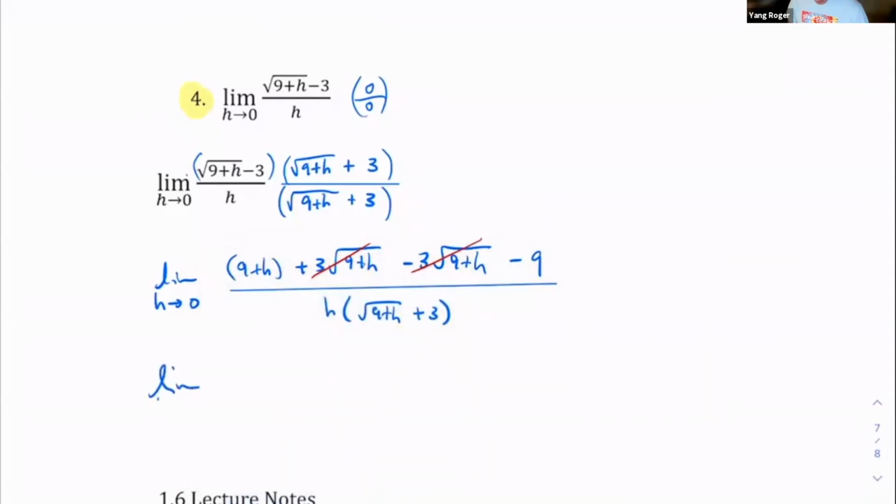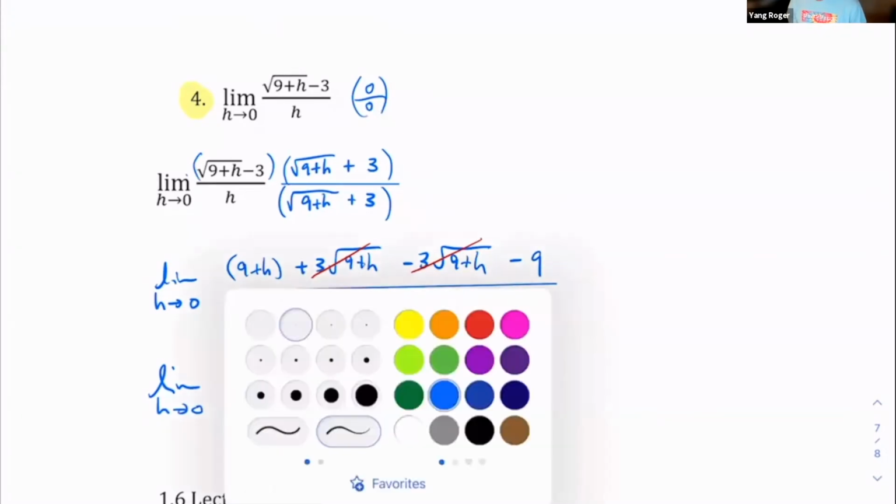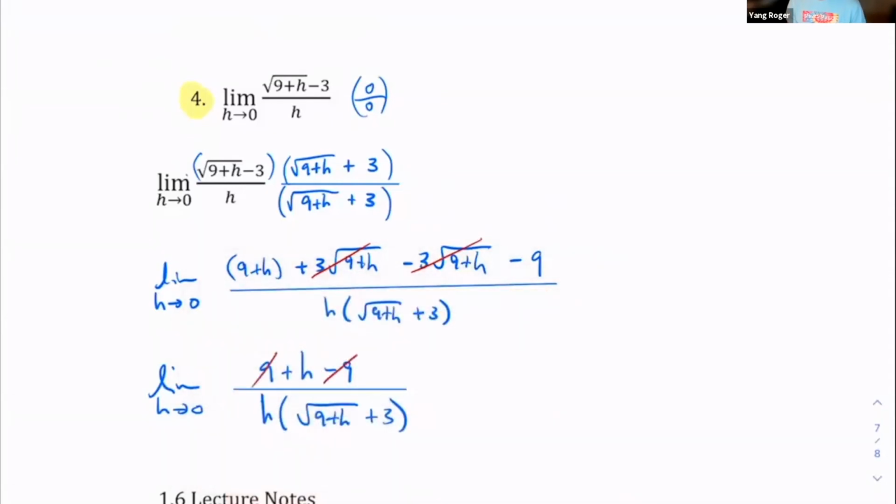This becomes the limit as h goes to 0. The top is going to be 9 plus h minus 9. The bottom is going to be h times the square root of 9 plus h plus 3. And then you see how we have this plus 9 and this negative 9. Those guys cancel each other out. So now I just have an h left over on top and an h left over on the bottom. So it becomes the limit as h goes to 0, h over h times the square root of 9 plus h plus 3.